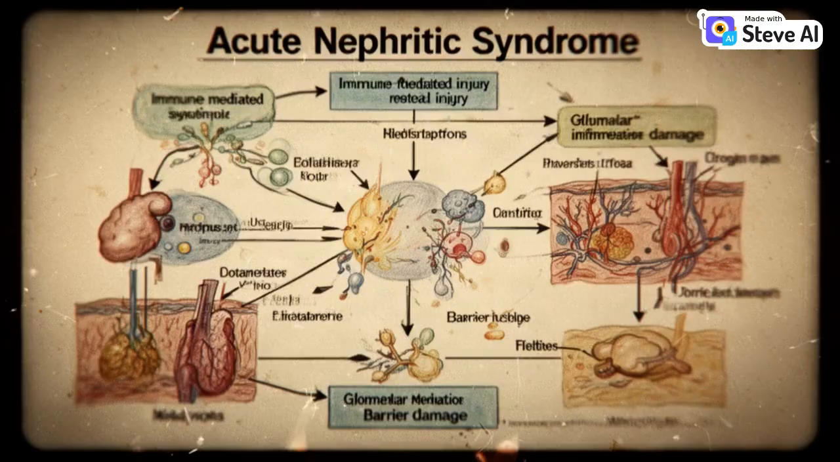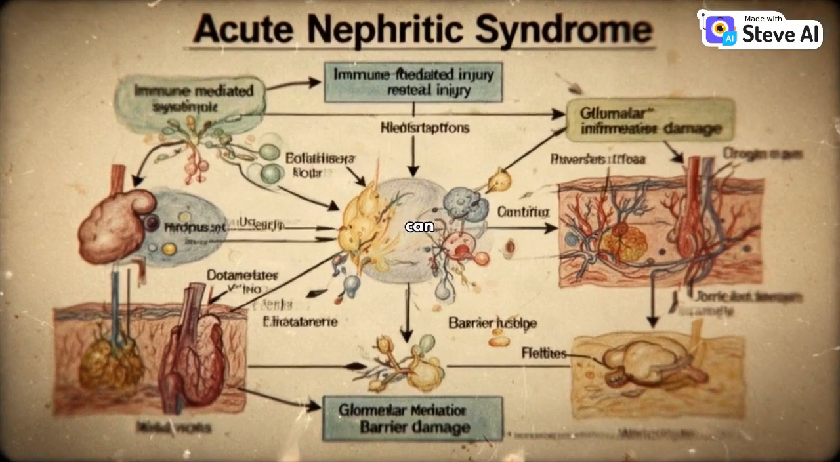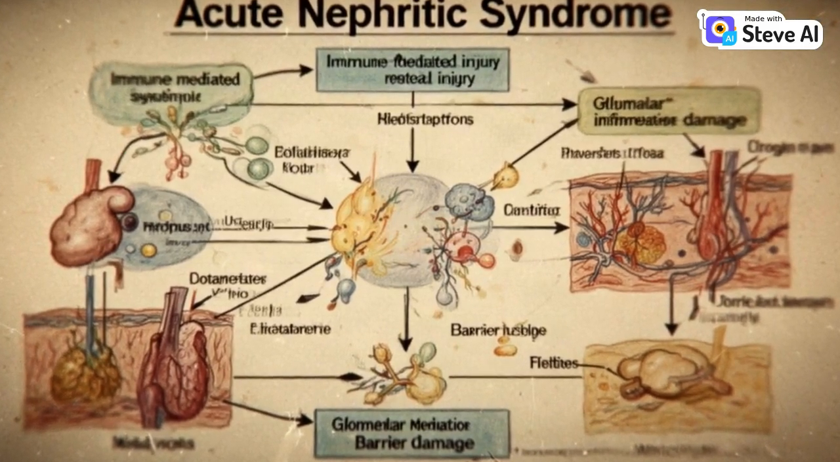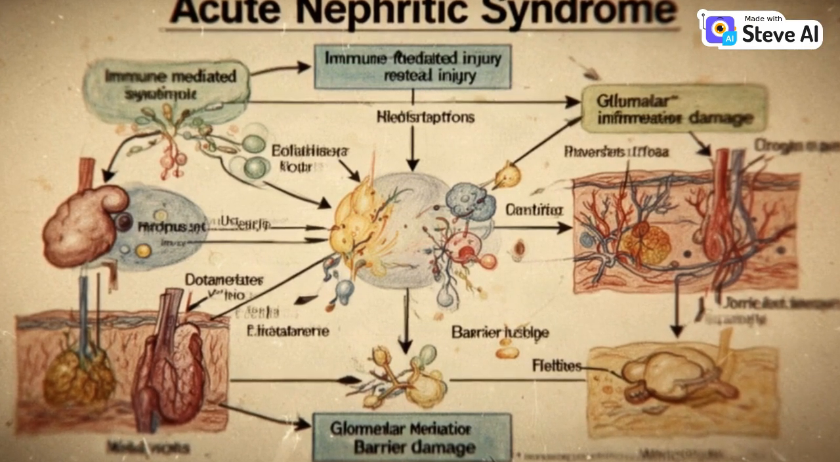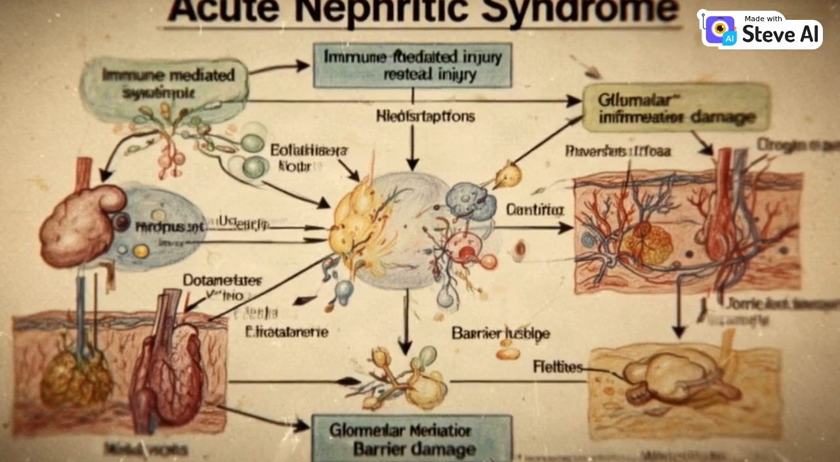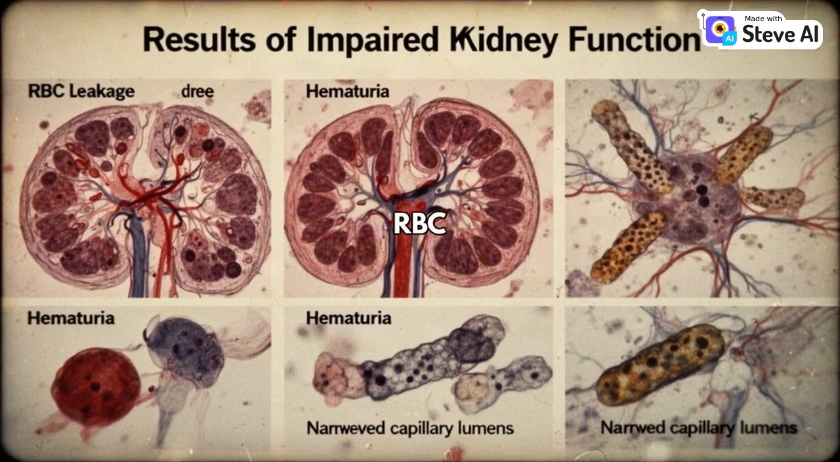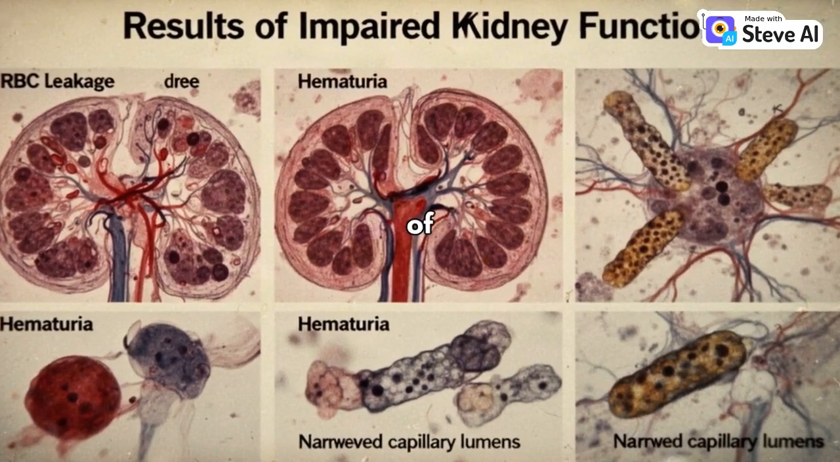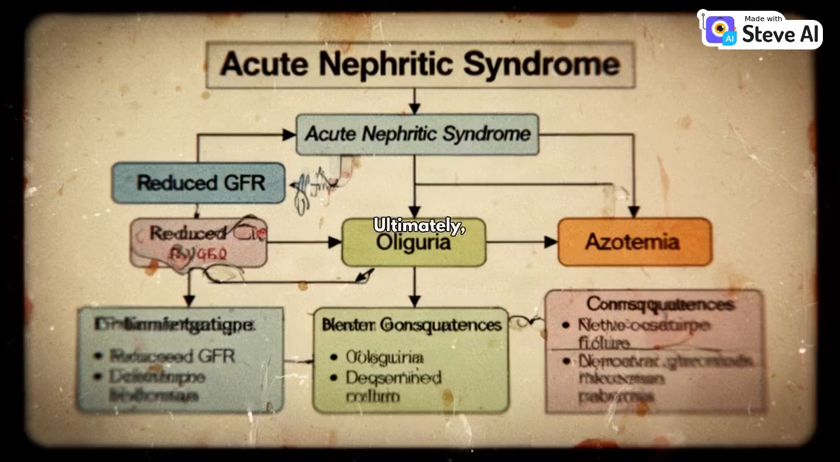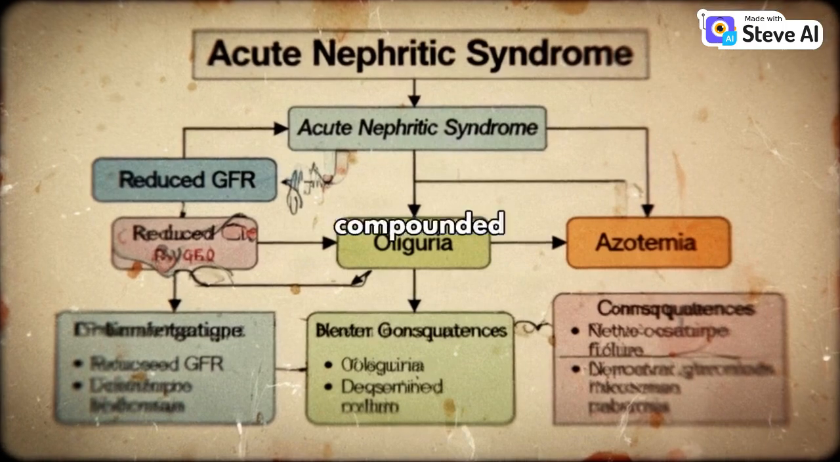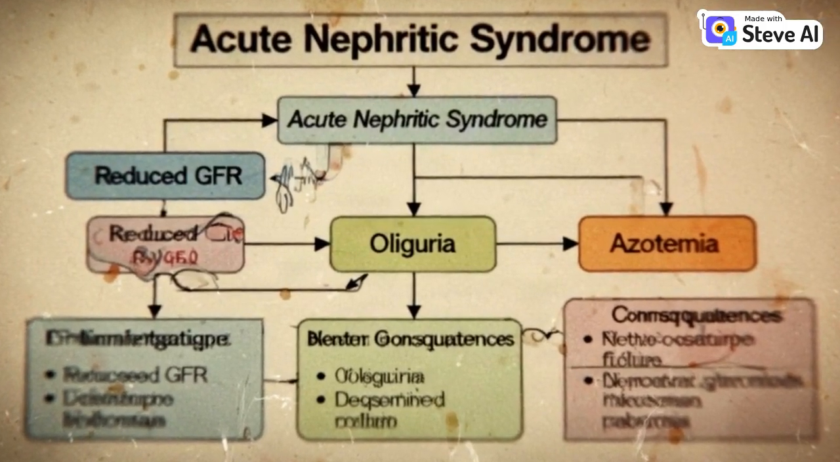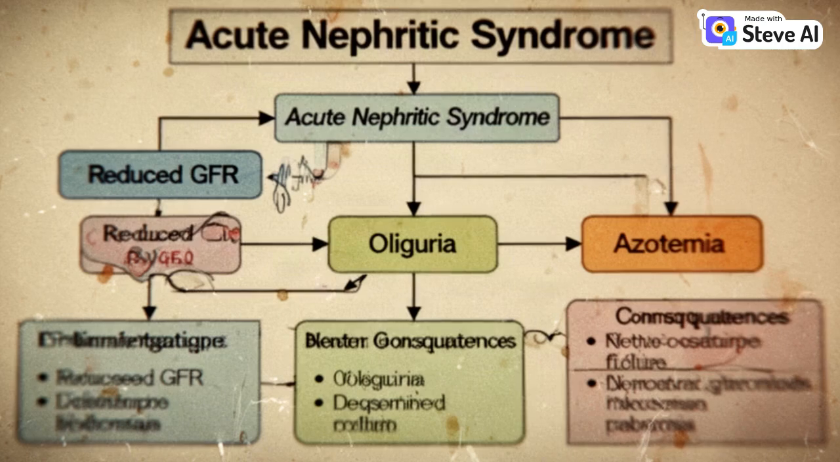As we step back to view the entire pathophysiological cascade, we can summarize: immune-mediated glomerular injury leads to glomerular inflammation, which subsequently damages the filtration barrier. This results in RBC leakage, hematuria, dysmorphic RBCs, and casts, along with narrowing of capillary lumens. Ultimately, this leads to reduced GFR, oliguria, and azotemia, compounded by sodium and water retention, causing extracellular volume expansion, edema, and hypertension.